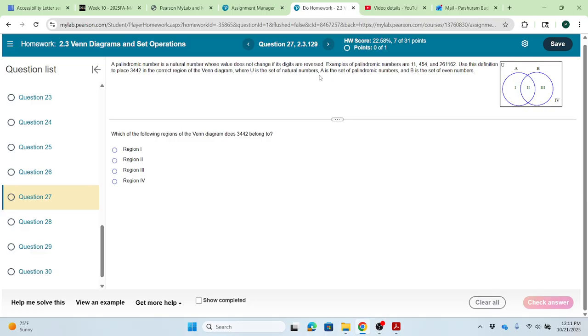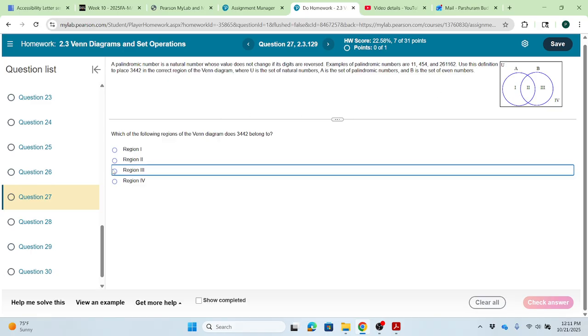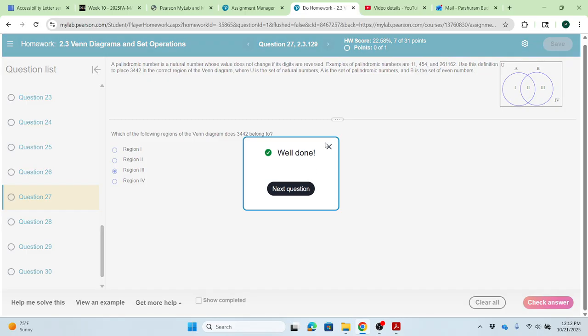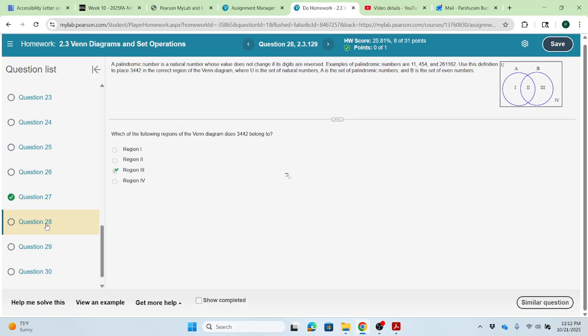U is the set of natural numbers. A is the palindromic numbers, but this number is not. B is the set of even numbers. So it's the third one, because 3442 is an even number, but it's not palindromic. That's why it's region 3.